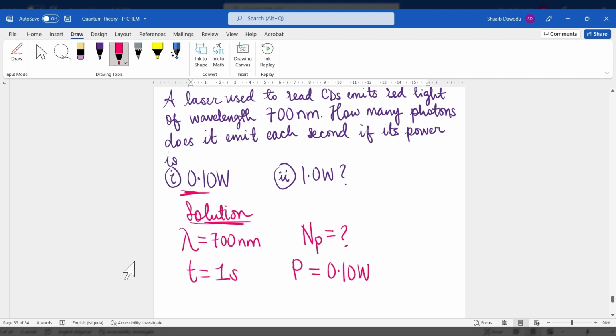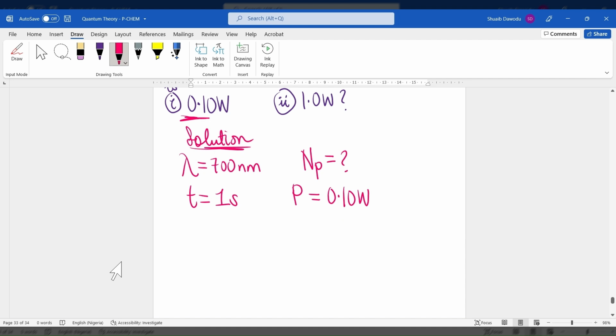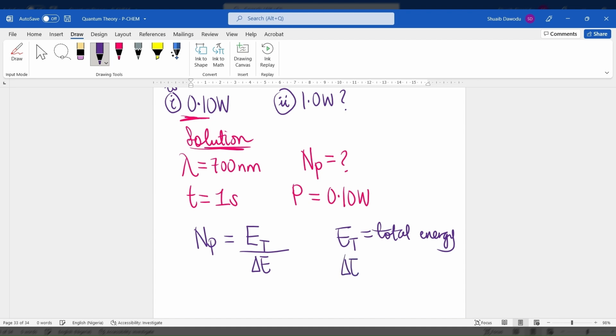What I meant by thinking critically is for us to remember that when we're told to find the number of something, it is always equal to the value of the total divided by the value of each individual. In this case, the number of photons is the total energy divided by the energy of each photon, where E_T is the total energy and change in E is the energy of each photon. When we do this, we're going to be able to determine the number of photons.